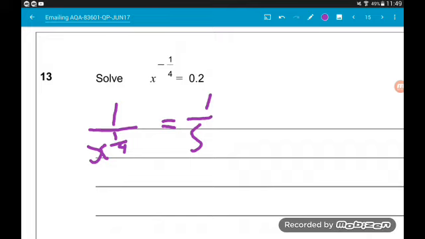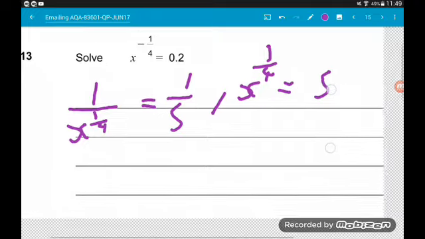Both sides we've got a fraction. On the left, the thing that we want is on the bottom. What we can do, as we have a fraction on both sides, is flip the fractions over. So we will get x to the 1/4 is equal to 5. Doesn't look so scary anymore, I don't think.